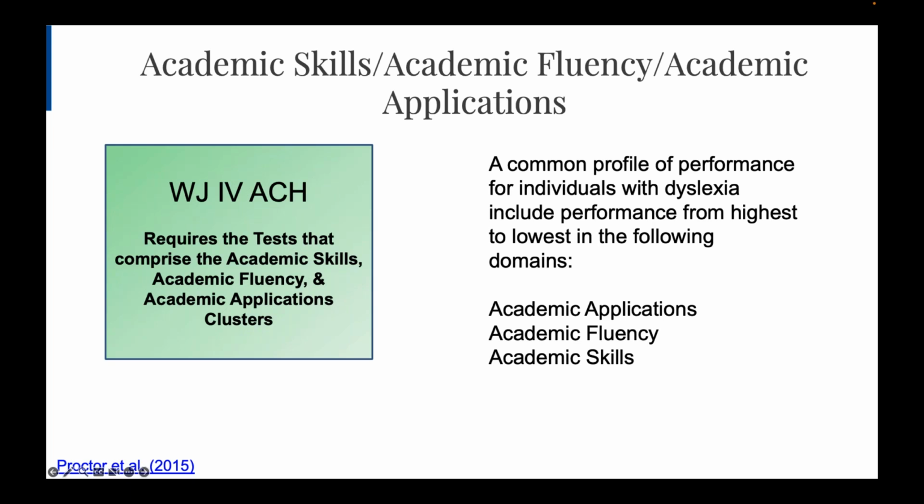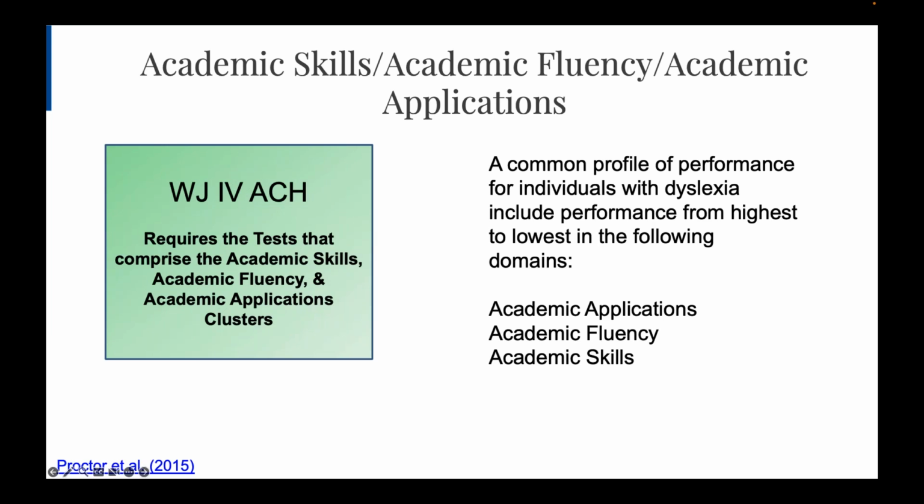So to reiterate, when we're thinking about some other variations that we can use, there is a specific variation procedure called the academic skills, academic fluency, academic applications variation that allows you to compare performance across 3 specific WJ4 achievement clusters. It uses the academic skills cluster, so that's tapping basic academic skills across reading, writing, and math. It includes the academic fluency cluster, which looks at overall academic fluency across reading, writing, and math. And it also includes the academic applications cluster, and that's tapping problem solving and reasoning skills in reading, writing, and math.